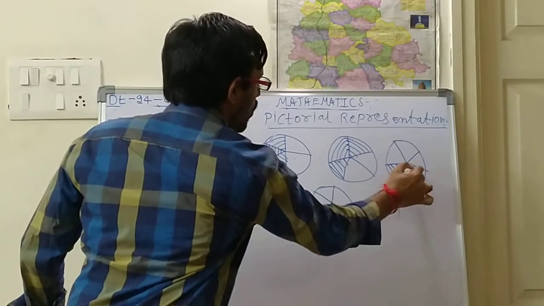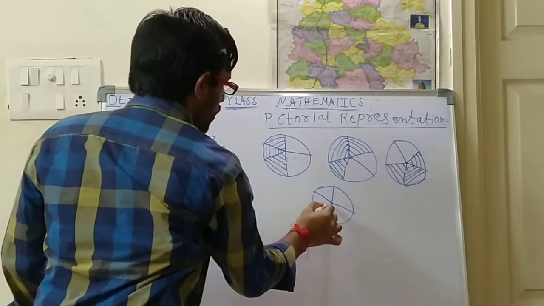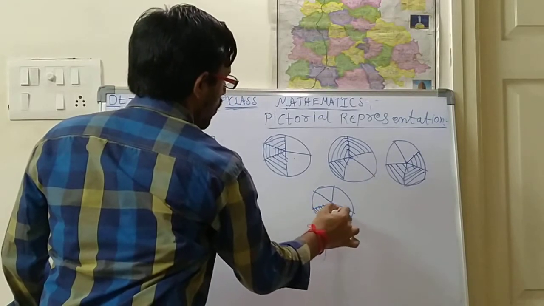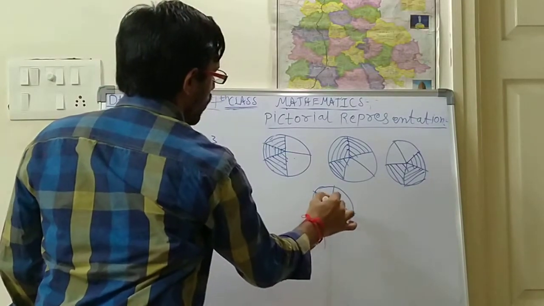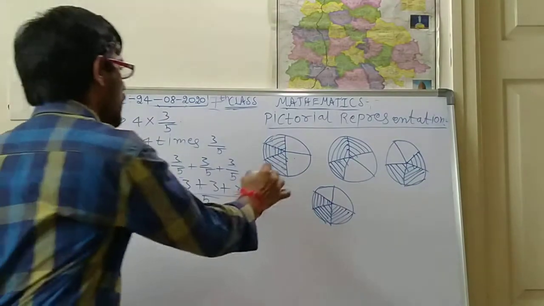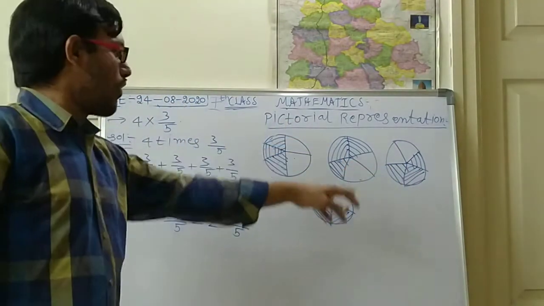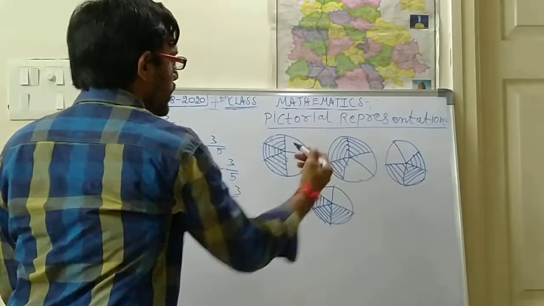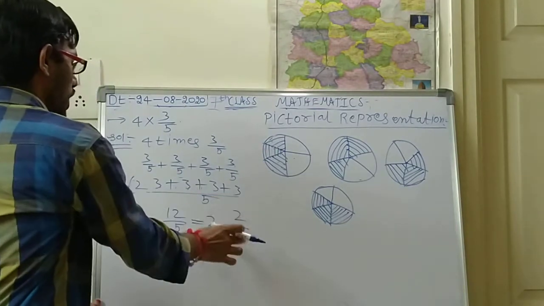1, 2, 3. Next, here also 3 parts. 1, 2, 3. Okay, 3 parts I have shaded. That means 3 by 5, 3 by 5, 3 by 5, 3 by 5. So after doing the shading, you should add all these things. So what is the denominator? 5 only.